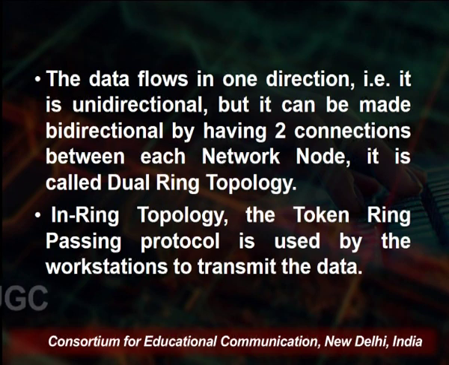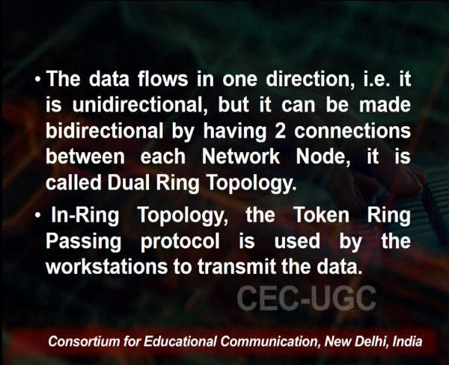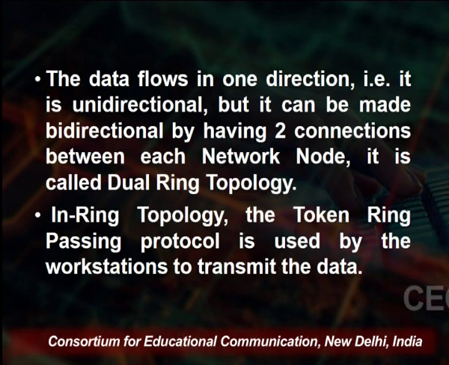In ring topology, there is a token ring passing protocol, which is used by all these devices or workstations in order to transmit data. What is this token ring passing protocol? I will just give you a brief idea here. There is a token available, and the machine or workstation which has the token will be able to send the message, and all others will have to wait till they get access to that token.